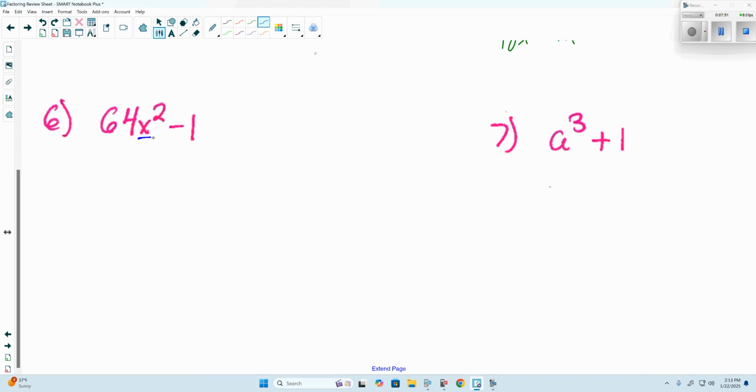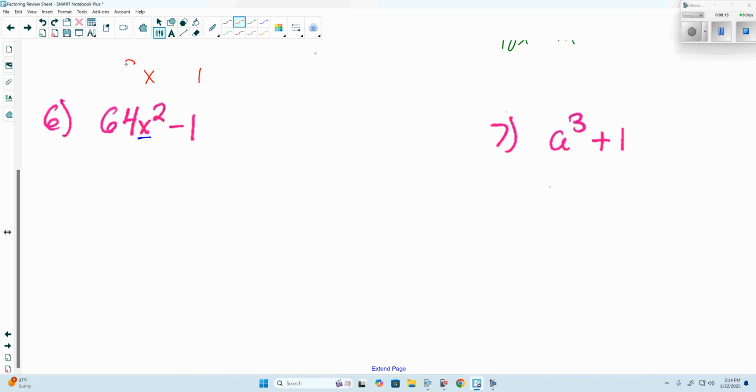X squared can't be a cube, because if it's a cube, it has to be the what? Third power. So if this is going to be either one, it's going to be a difference of perfect squares. Now the easy one out of these two, what times itself is 1? 1. Now we need to figure out what times itself is 64x squared.